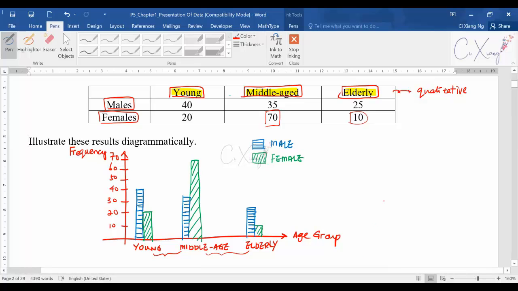All right, so for the next video, we are going to discuss how to draw the stem and leaf diagram, which is stem plots. I think this is something new to most of you, so we'll cover that in the next video.